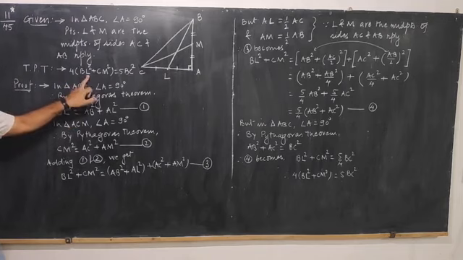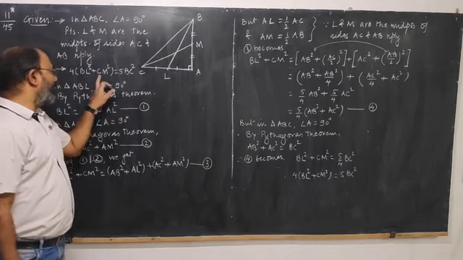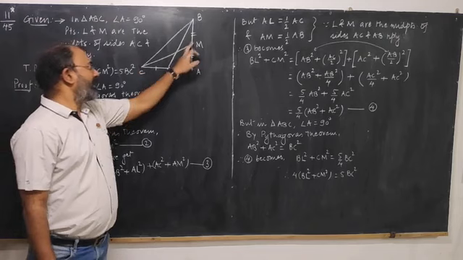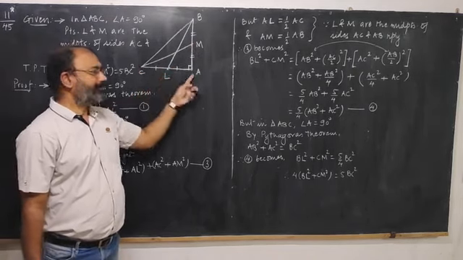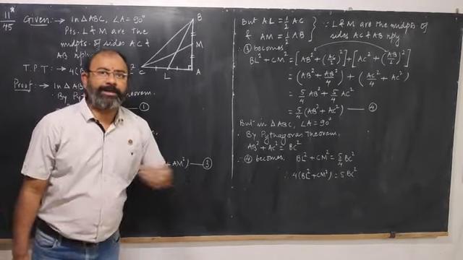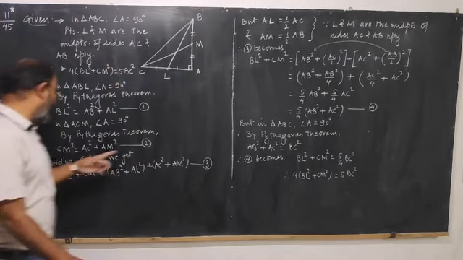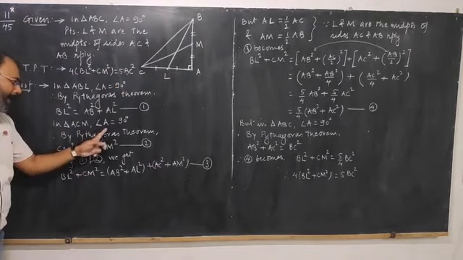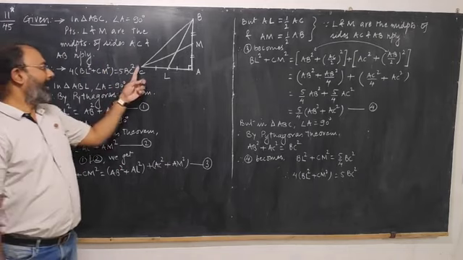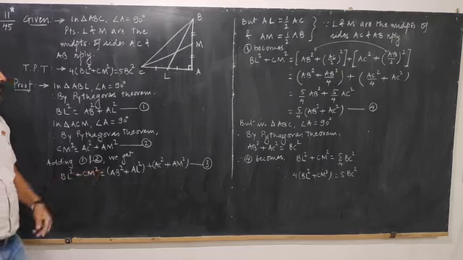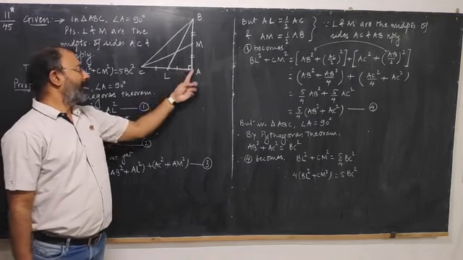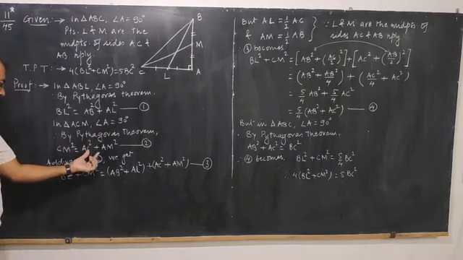Now I am changing the triangle so that I can get CM square. CM is the hypotenuse of triangle ACM. So apply Pythagoras theorem in that triangle. In triangle ACM, angle A is 90 degrees. Therefore by Pythagoras theorem, CM square is equal to AC square plus AM square. That also we have written.